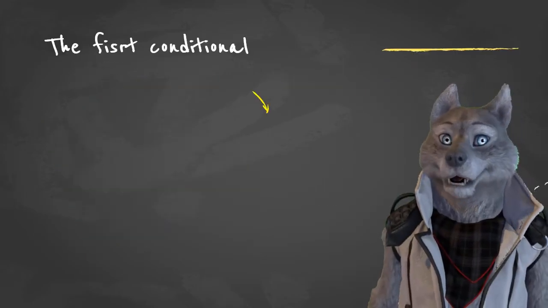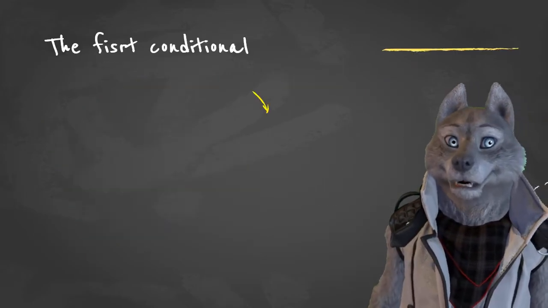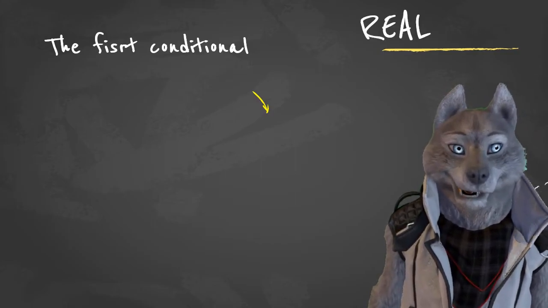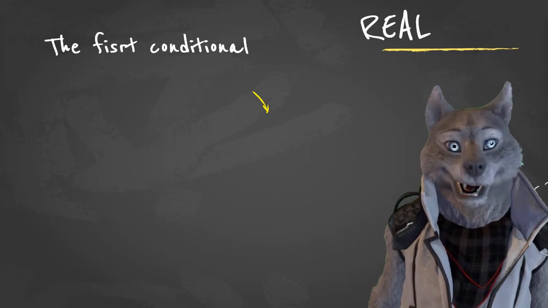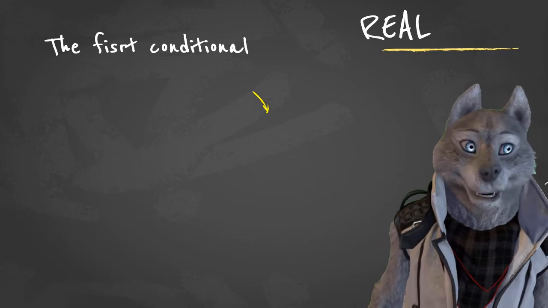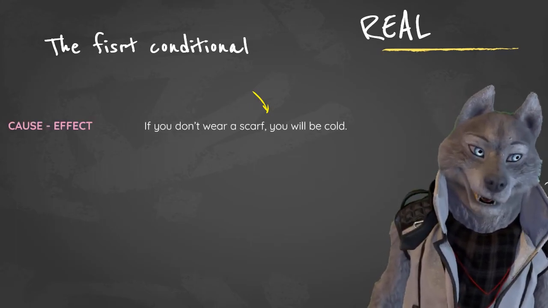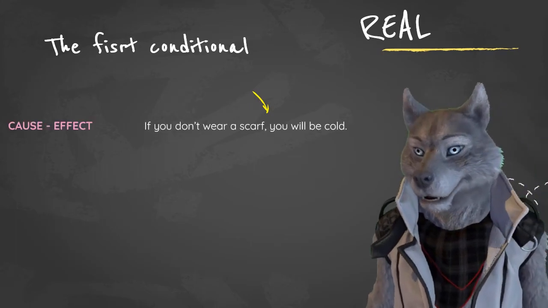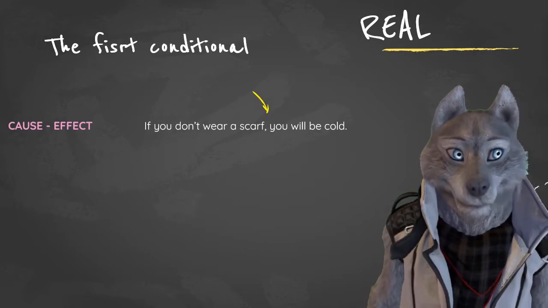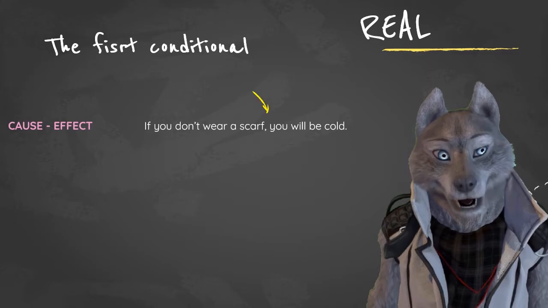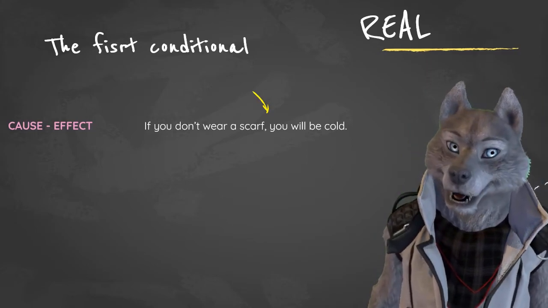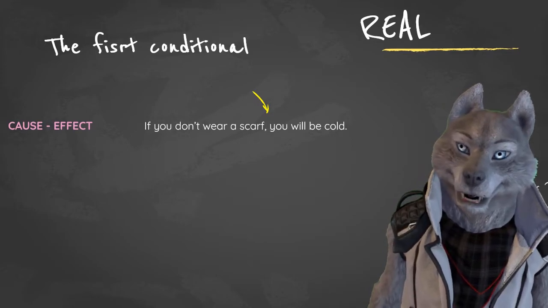So the one thing we have to keep in mind is that the first conditional is to express basically real things, real possibilities and real consequences, okay? So the first use we're going to have here is to express cause and effect. Again, they have to be real. For example, if you don't wear a scarf, you will be cold. Here we have a real possibility, and here we have a real consequence. It's possible, but we don't know if it is 100% sure.